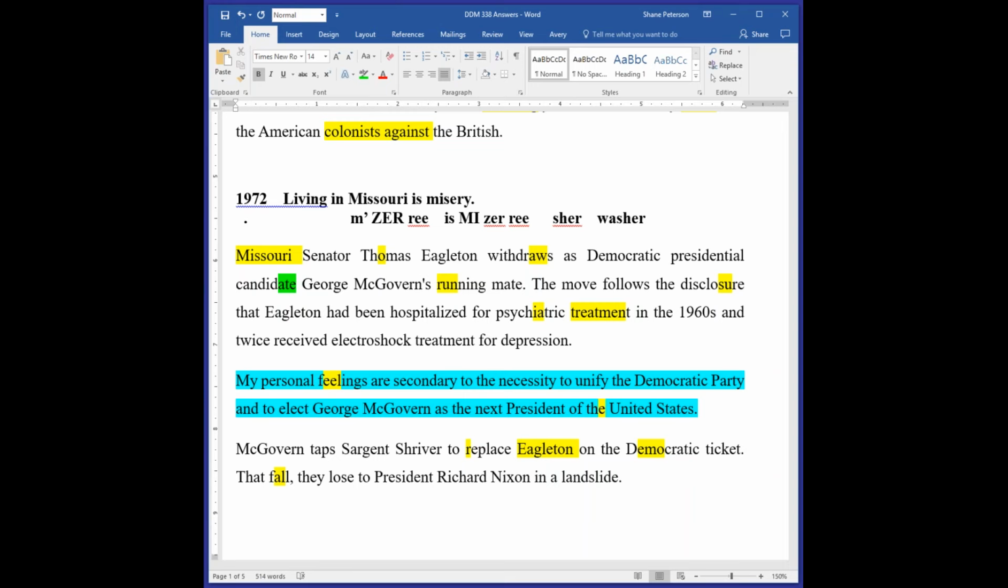Washer. Good. And now, say it again. Sure. Good. Now make vibration. Zher.